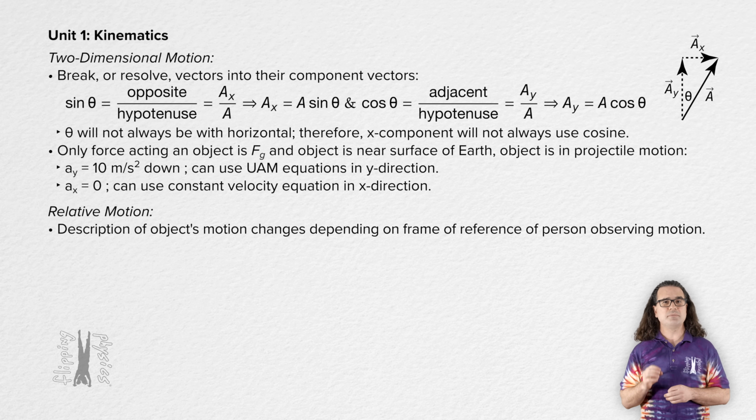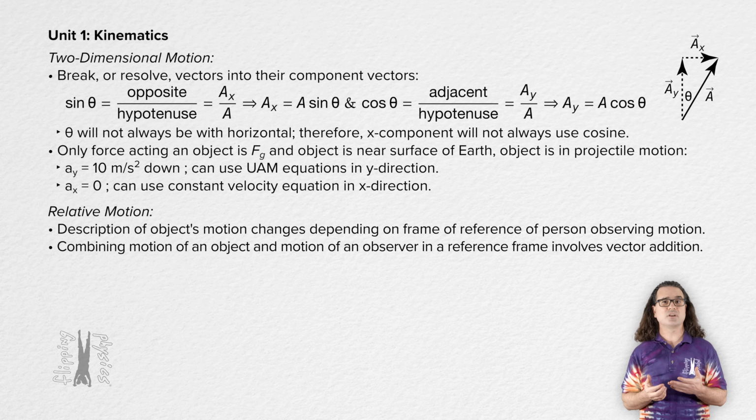The description of the motion of an object changes depending on the frame of reference of the person observing the motion. This is called relative motion and often involves vector addition.